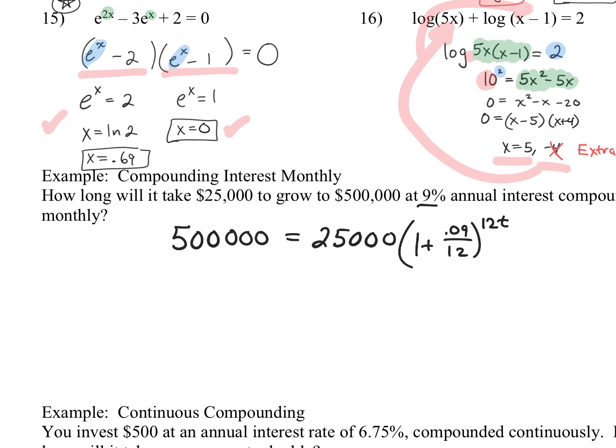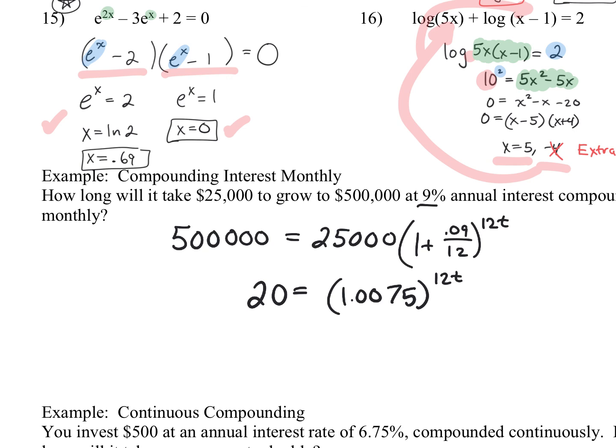So just like we did up above, we want to isolate that exponential expression. We can divide both sides of our equation by 25,000. Really, we're trying to figure out after how long will we have 20 times as much money. So 20 equals, and if this is a calculator problem, we can simplify this quantity in the parentheses to 1.0075 raised to the 12t.